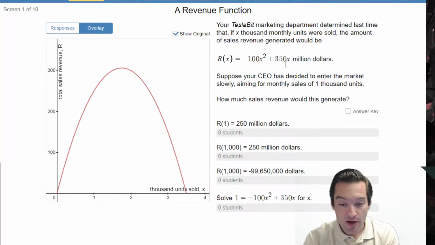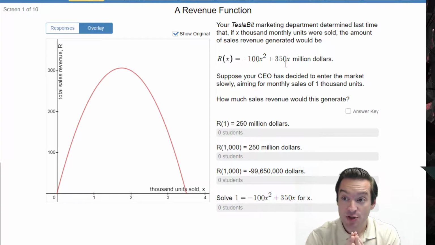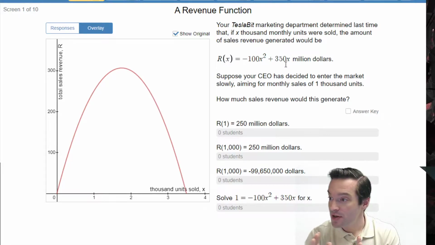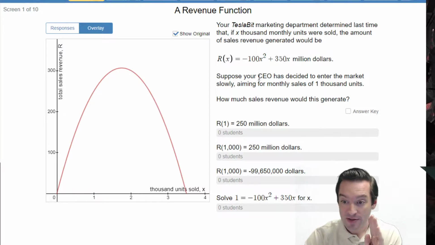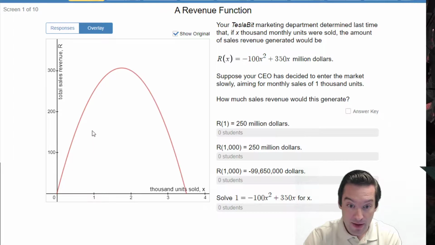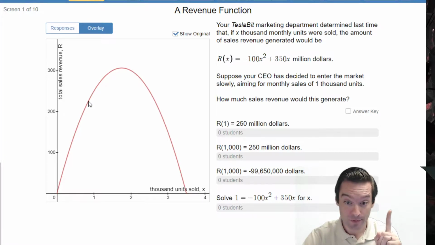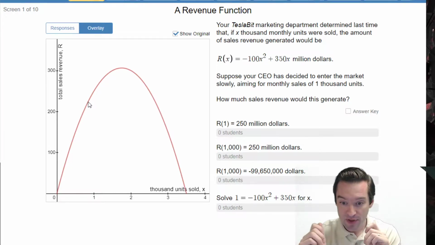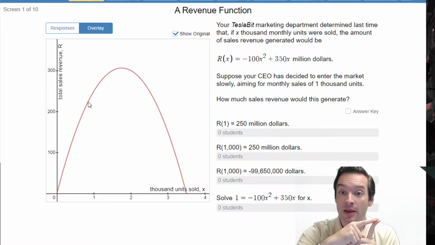And we want to focus here on how the answer to that question actually varies depending on how much product I'm making right now. So in the beginning of this activity, I'm asking you to consider the opinion of a CEO who wants to enter the market slowly by aiming for monthly sales of 1,000 units of my Tesla bit in the beginning. So what we'd be saying is we're starting this activity thinking about the point on my revenue graph at x equals 1. Right? And then asking the question, well, what's going to happen if I decide, instead of selling 1,000 units, to increase that just a little tiny bit and sell 1,001?